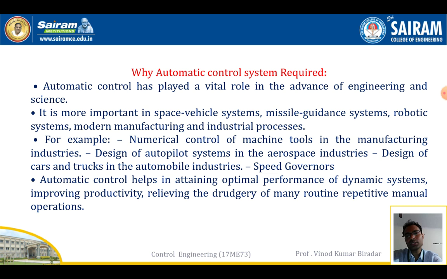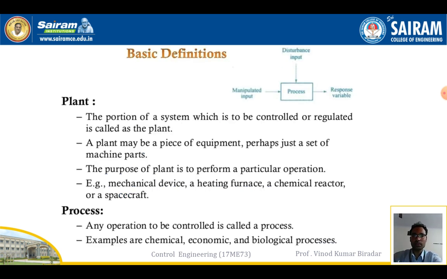So the main function of adopting this automatic control system is that manpower is not required. It will work automatically, and we will get the output in time. Okay, so that is the main importance of this automatic control system. Before going into the control engineering syllabus, let me explain the basic definitions related to control engineering systems.